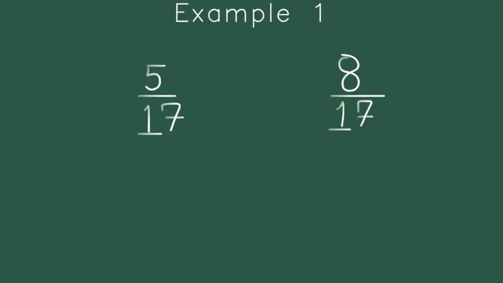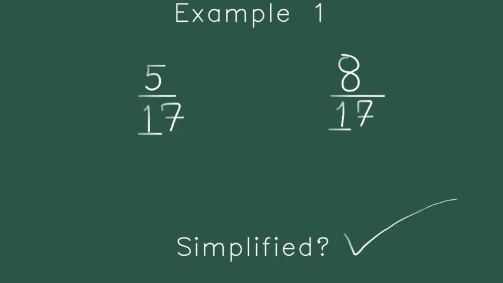Now we have two fractions over here, 5 over 17 and 8 over 17. The first thing that we have to check is whether these two are simplified or not. In this case, they are, okay? You can check them out. You can pause the video anytime you want to check whether what I'm doing is correct or not. And if I make a mistake, and believe me, I make a lot of mistakes, you can point that out. Now, they are both simplified.